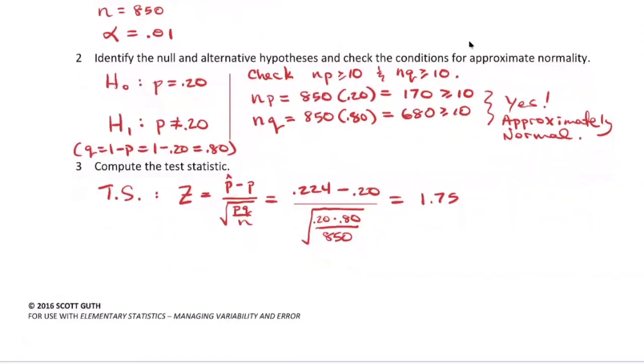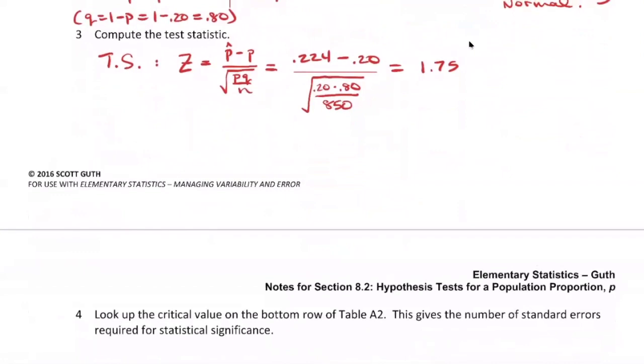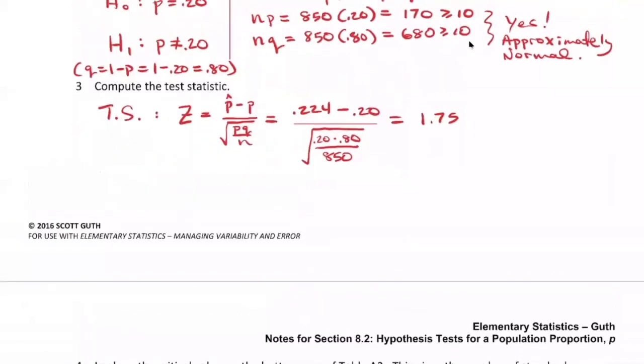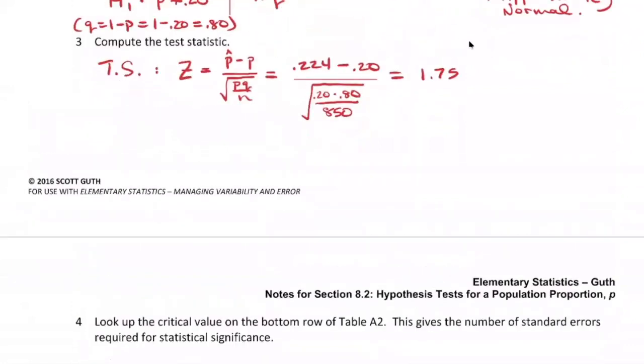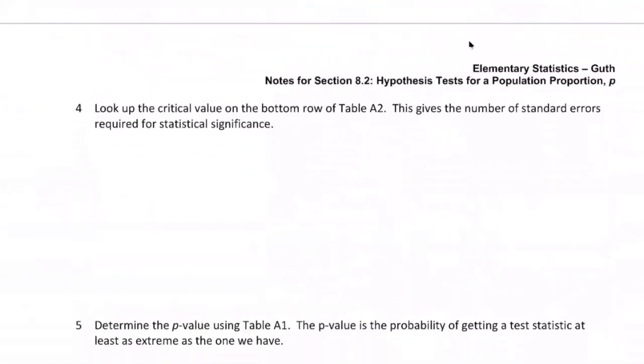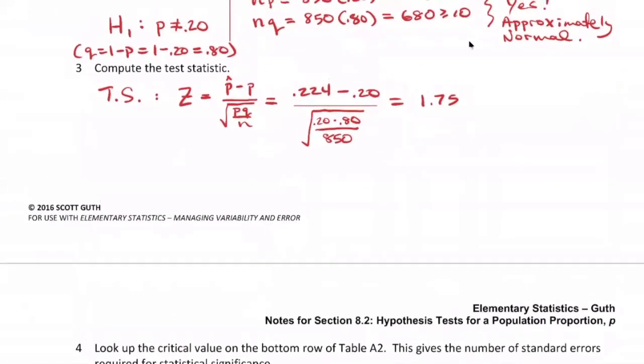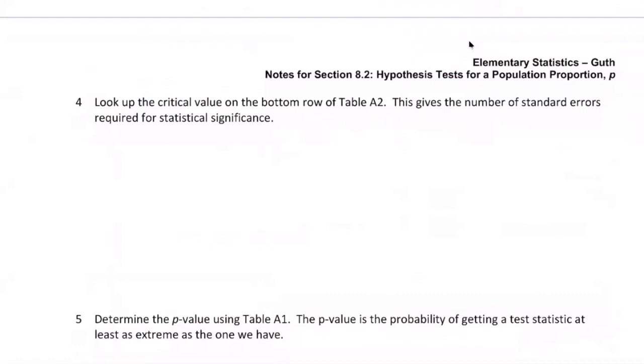So I don't know. It doesn't look significant, but then we have to be a little more careful and look at this thing called a critical value. Any questions here? Okay. So we've got this 1.75 test statistic. There's a thing called critical value on the bottom row of table A2, gives the number of standard errors for statistical significance. Now, just want to remind you what kind of test we're doing.